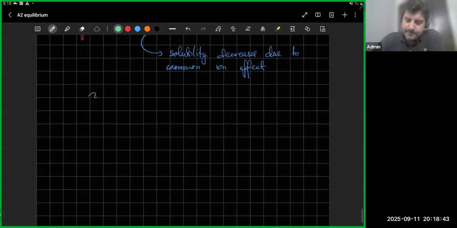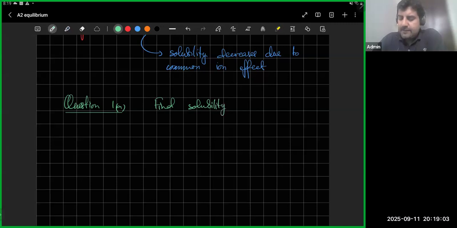So for example, the first question is question part 1A. So they're asking you to find the solubility of AgCl. And this is exactly what the question is going to come. Find solubility of AgCl in aqueous solution. So there's just water, there's nothing else. So in aqueous solution, find the solubility.